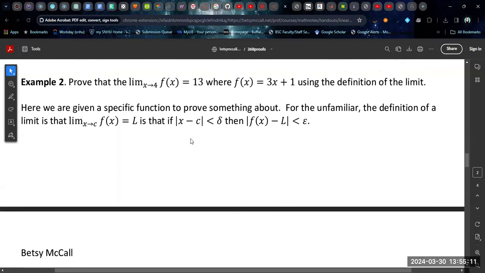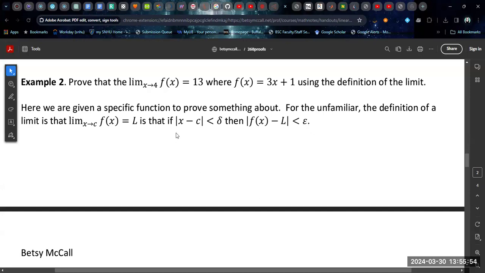Now, another kind of example that we might encounter in Calc 1 is proving a limit using the definition of the limit, proving that a limit is in fact the limit using the definition. So here we're given a specific function, 3x plus 1, and the value of the limit is proposed to be 13. So here the definition of a limit is that the limit as x goes to c of f of x equals L is that if the absolute value of x minus c is less than a very small number delta, then the absolute value of f of x minus L is less than epsilon, another very small number.